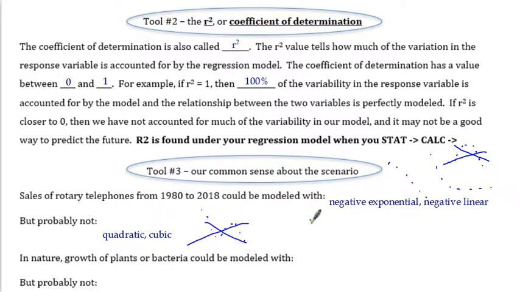So again, let's say you've got a negative exponential model that has a 0.9 for an r squared, but you also have a cubic model that's got a 0.91. You would negate the cubic just because we know that these phones are not going to pick back up in sales again between that time. So we're just going to use our common sense. So that's what I mean by using our common sense.